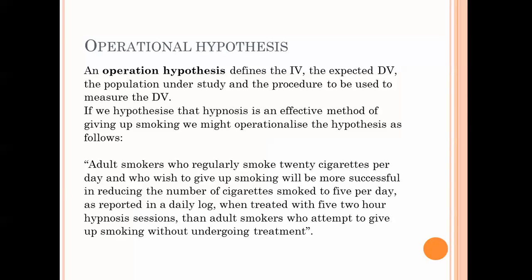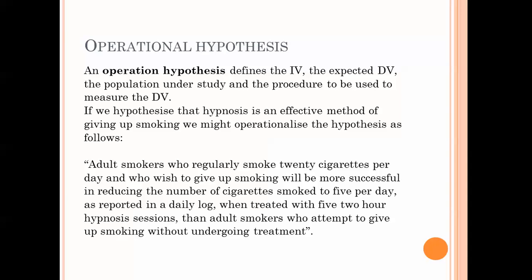That is a really full-on sentence, but it tells us lots of things. It tells us that the people who were in the experiment smoked 20 cigarettes per day. It told us that we consider reducing it to 5 as a successful outcome. It told us that the people would have 5 lots of 2-hour hypnosis sessions, and the others wouldn't have any. It tells us that they will report to a daily log in terms of how many cigarettes they're having per day. So really, from that, we would be able to replicate this person's research.